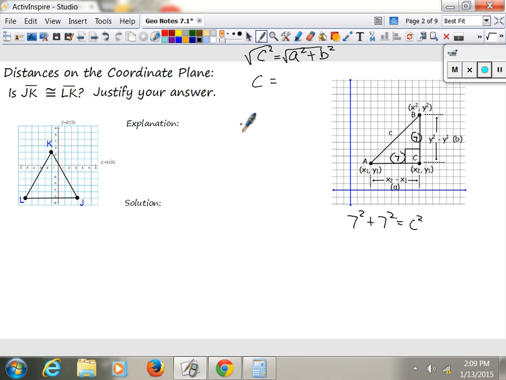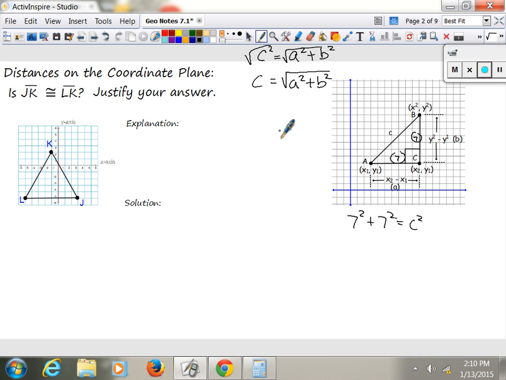A plus b times a plus b is not a squared plus b squared. There's a middle term in there with the FOIL, right? So this is actually just going to stay. It's not even going to change. You can't really do anything with that. You just leave it. It's the square root of a squared plus b squared. So that's what c is going to equal.